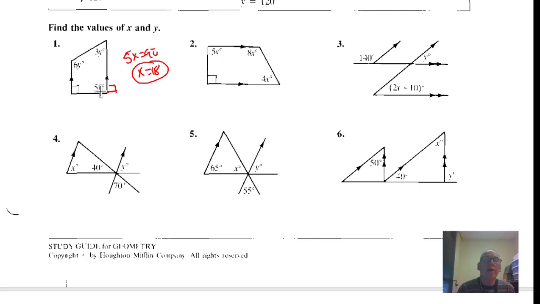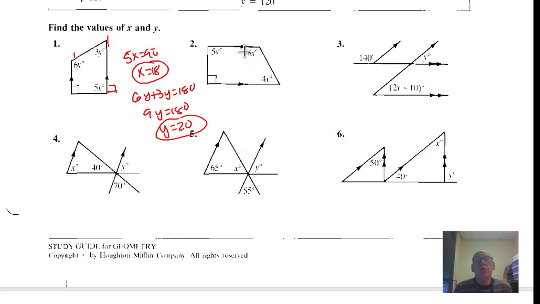Now we want to find out what y is. Together these are same side interior angles. These have to add up to 180. So we have 6y plus 3y equals 180, which gives us 9y is 180, which gives us y is equal to 20. So y is equal to 20 for number 1.